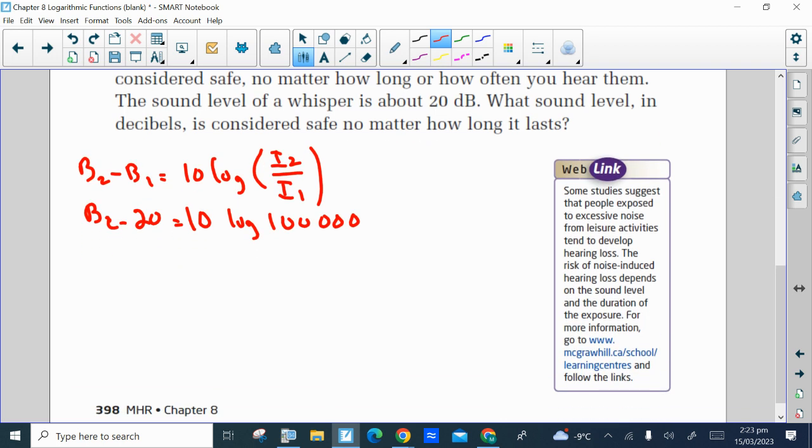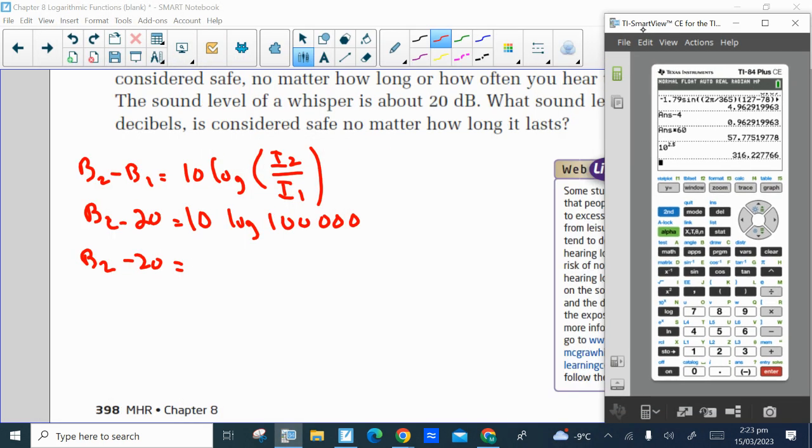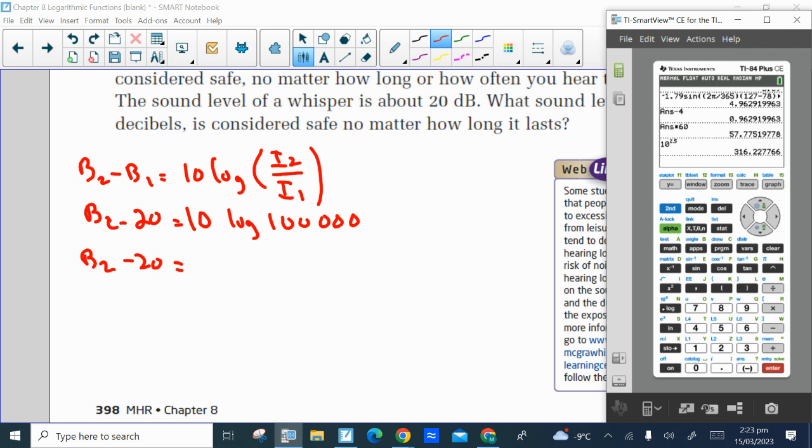So we need to solve for B sub 2, which is fairly straightforward because we can calculate what the right side is. That log of 100,000, that's a common log. You can do it in your calculator. I think that is 5. That's asking 10 to what power is 100,000.